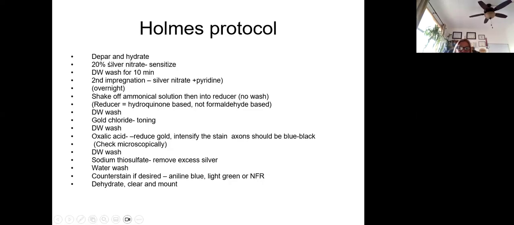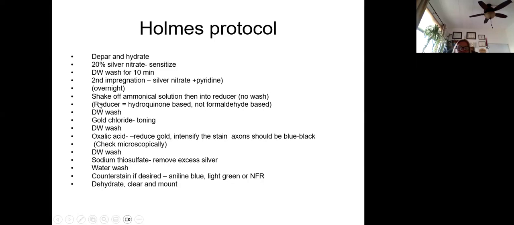That's just going to remove that extra silver nitrate. Then you're going to go into a second impregnation. Yeah, so that's your silver nitrate plus your pyridine. This is your change here. And this is overnight. Then you're not going to wash, but rather, you know how when you come out of your water bath and you flick your slide to get that excess water off? That's basically what you're going to do here, although flick it onto a chem wipe. Okay. Yeah.